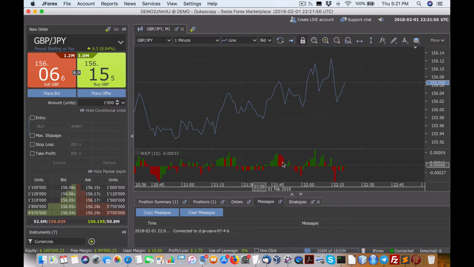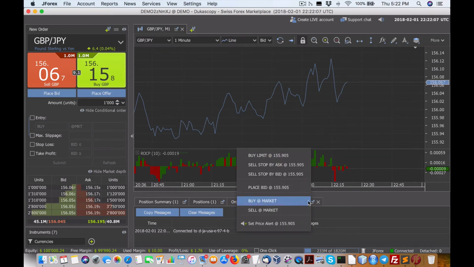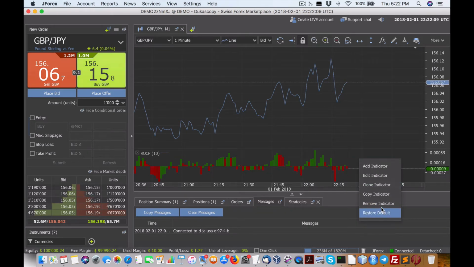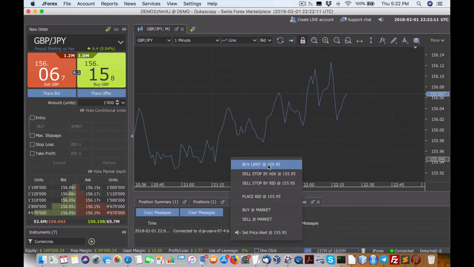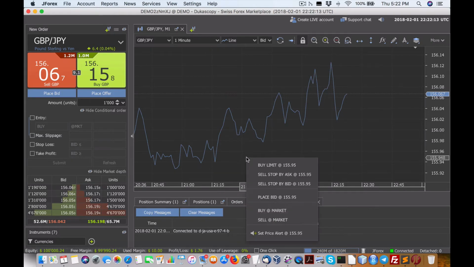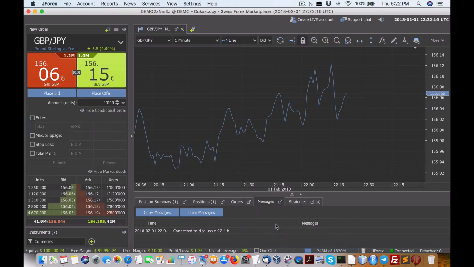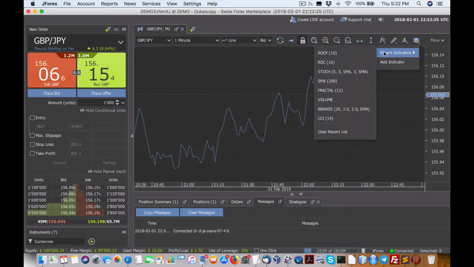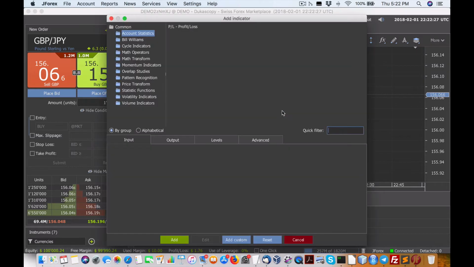So see here, this rate of change isn't quite good because we have a trend. It's clearly up, but you can see here it's mixed with red and green, which it shouldn't be. So to me, that's not a very reliable indicator. But let's try this Williams R. Recent indicators, Williams R.